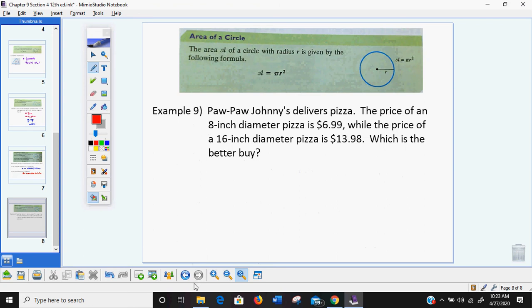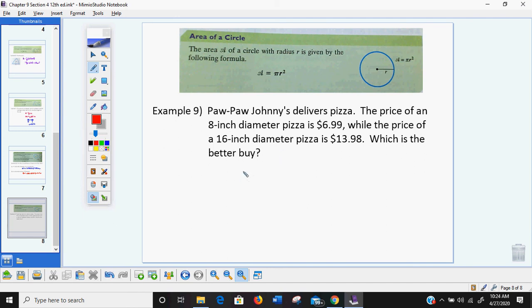On this example, we're actually going to find area. Now, area is pi r squared. Okay, so it's the area of the entire thing on the inside, and we're going to square the radius. So it says that we're going to have two pizzas. One is 8-inch in diameter, one is 16-inch in diameter. And it wants to know which one's the better buy. Well, first we need to figure the area.